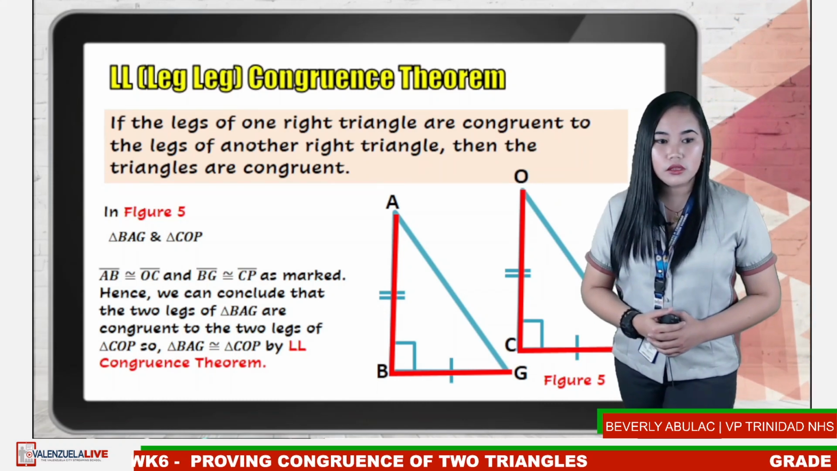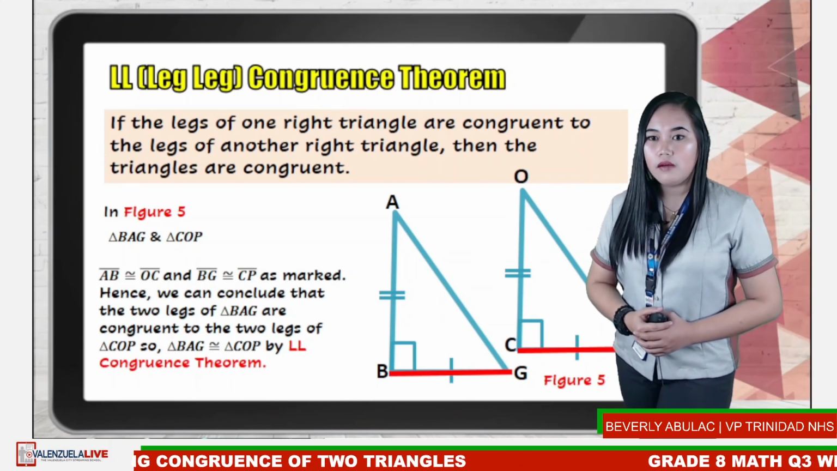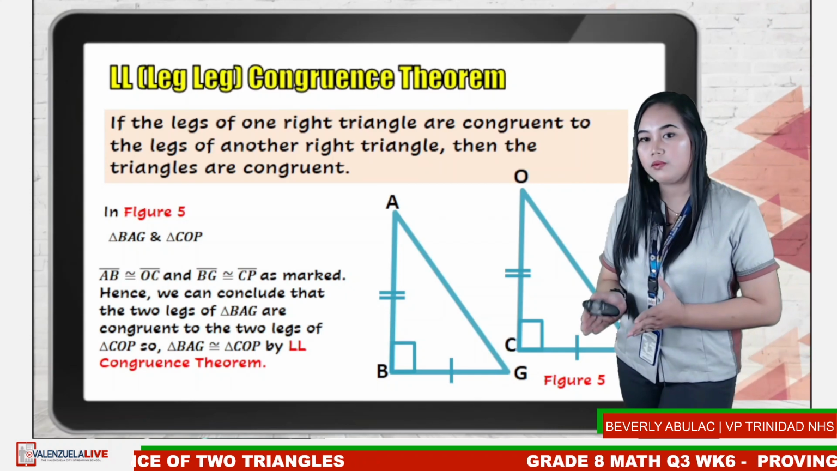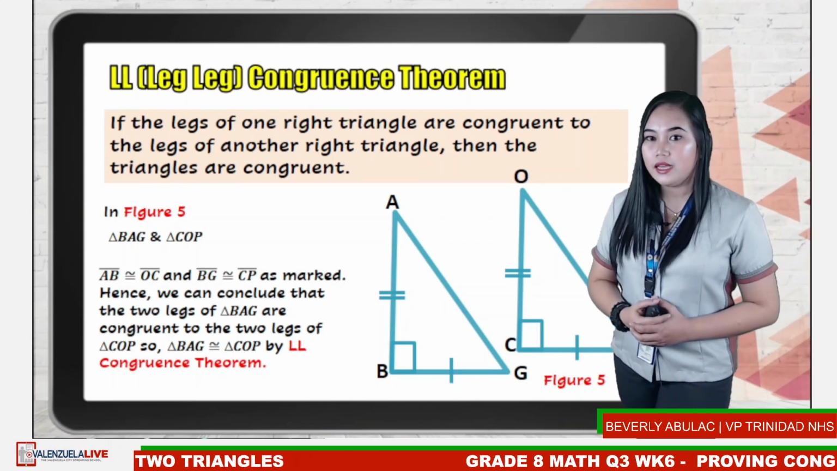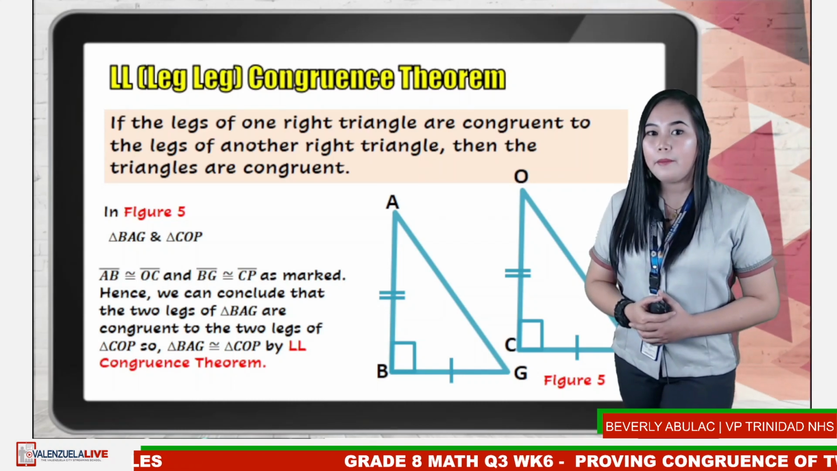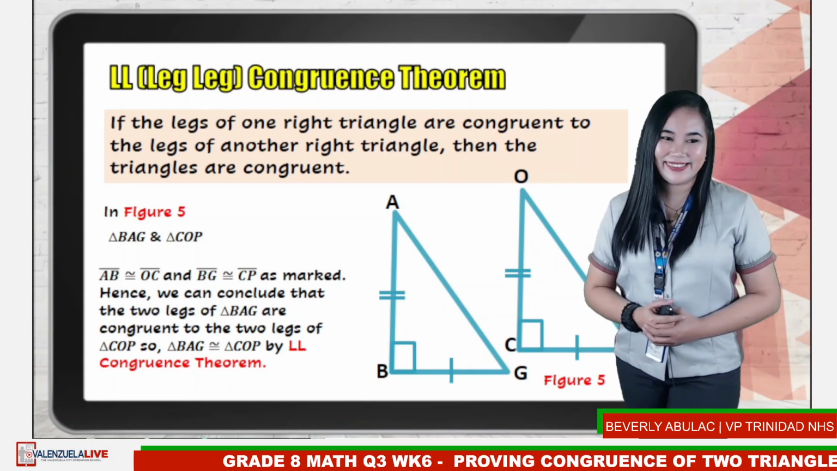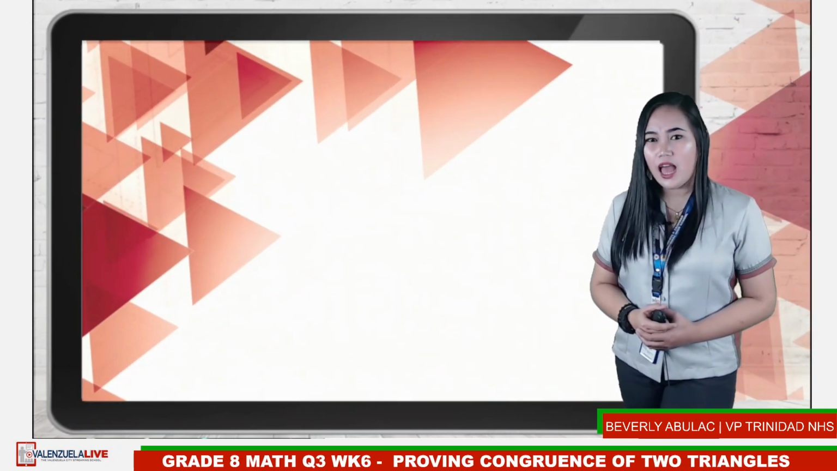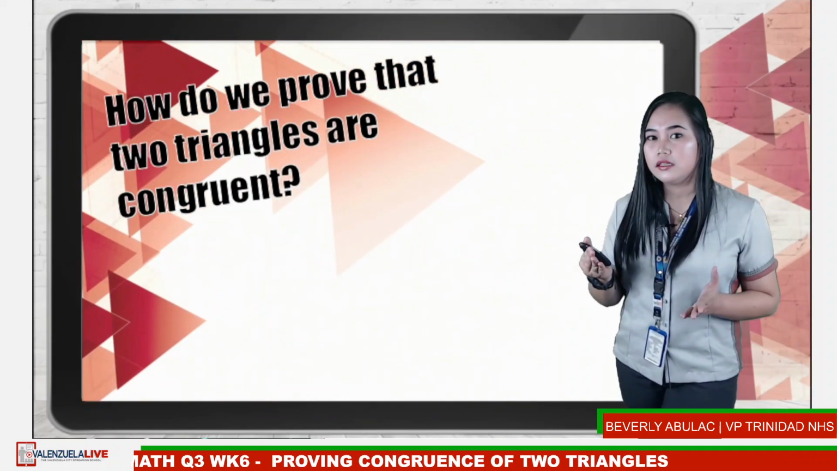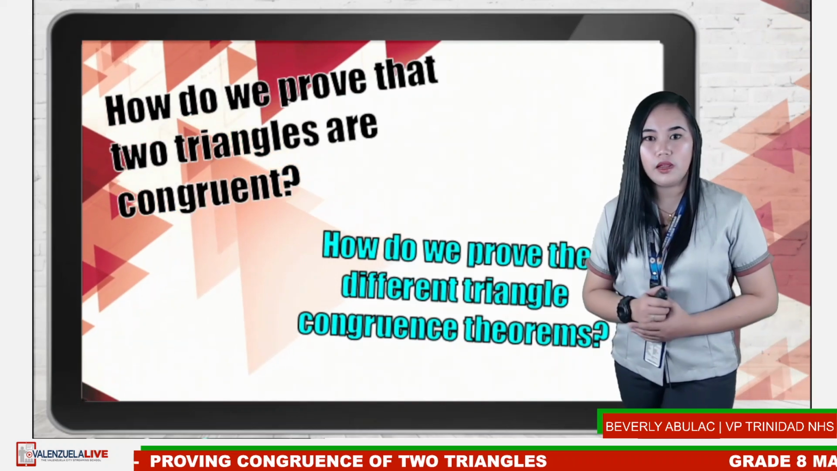Hence, we can conclude that the two legs of triangle BAG are congruent to the two legs of triangle COP. So, triangle BAG is congruent to triangle COP by the LL congruence theorem. Now, how do we prove that the two triangles are congruent? How do we prove the different triangle congruence theorems?